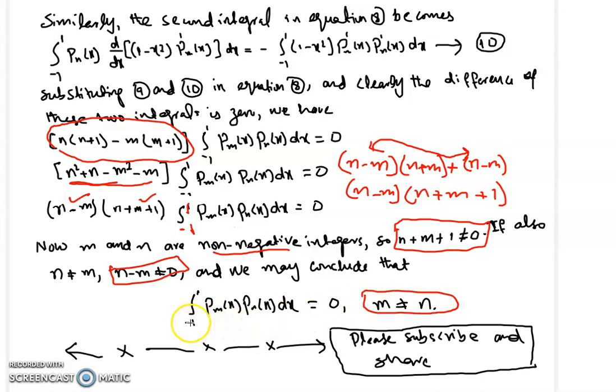So it means that the Legendre polynomials are orthogonal, or this is the orthogonality condition for the Legendre polynomials. So it is all about the orthogonality of the Legendre polynomials.